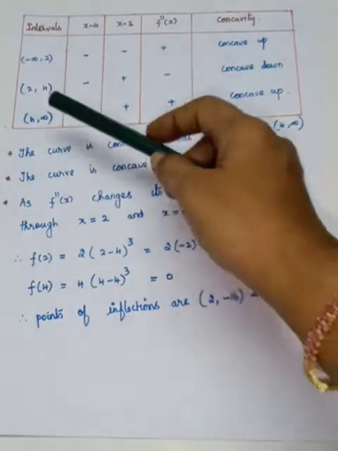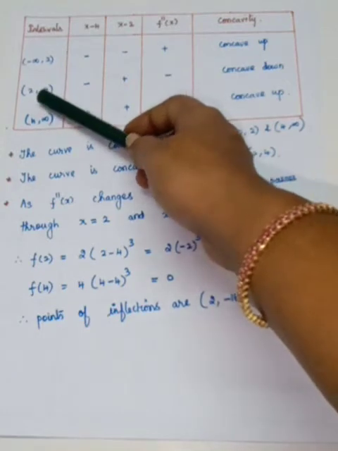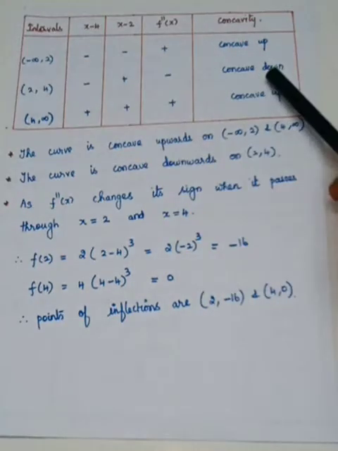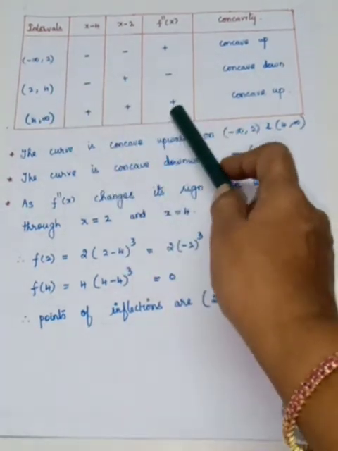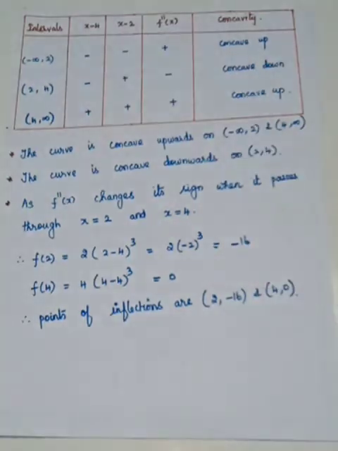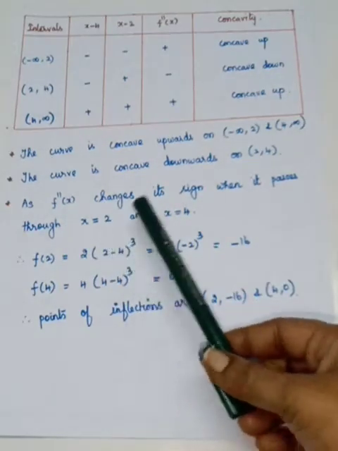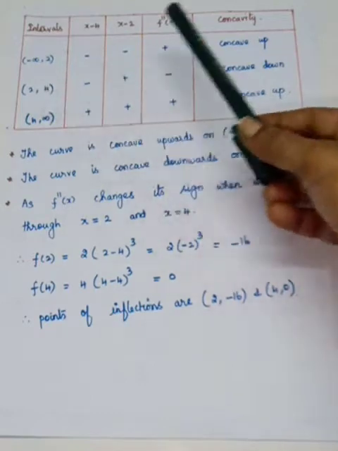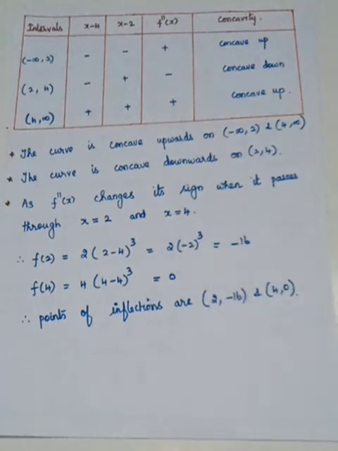And next one, you consider 4. At 4 also, f double dash of x is equal to 0. Before 4, in this interval, the function is concave down, so its sign is negative, and after 4, in the interval 4 to infinity, your f double dash of x is positive. So therefore 4 is also a point of inflection. As f double dash of x changes its sign when it passes through the point x equal to 2, that means before 2 and after 2 in the intervals there is a change in the sign. So x equal to 2 and x equal to 4 are called points of inflection.